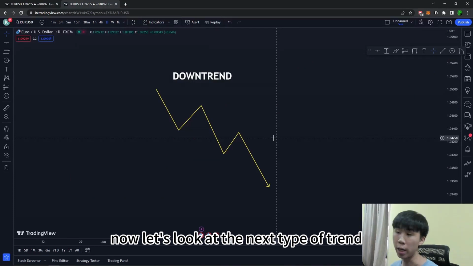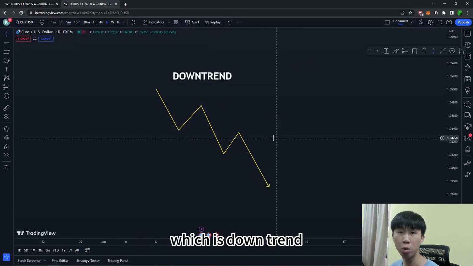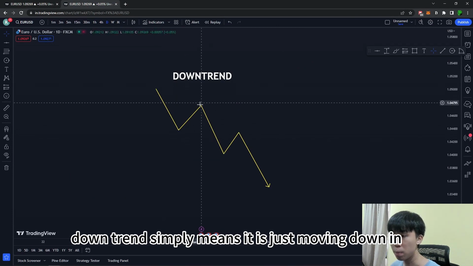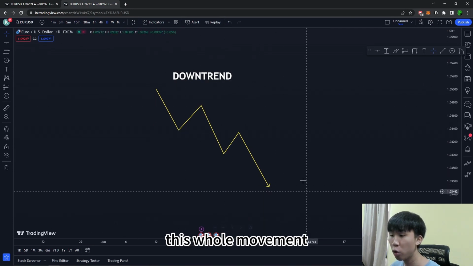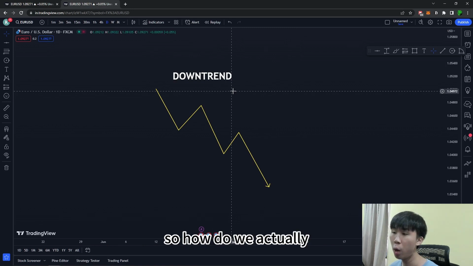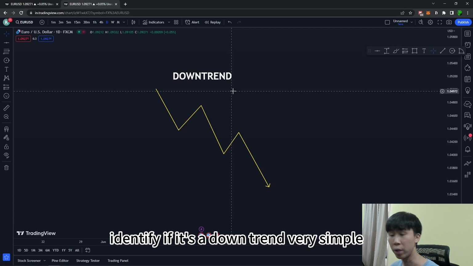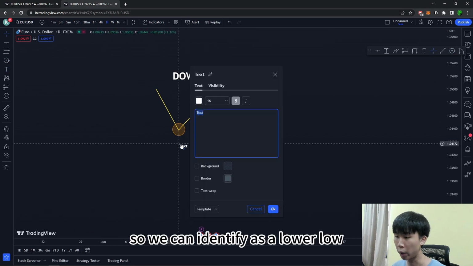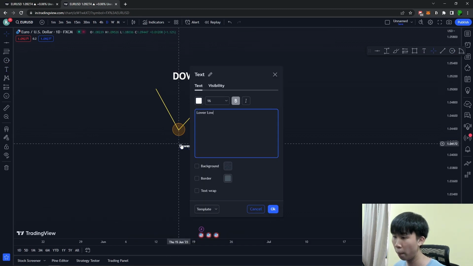Now let's look at the next type of trend, which is downtrend. So what is downtrend? Downtrend simply means it is just moving down in this whole movement and making lower prices. So how do we actually identify if it's a downtrend? Very simple. So you can see price made a lower low, so we can identify it as a lower low.